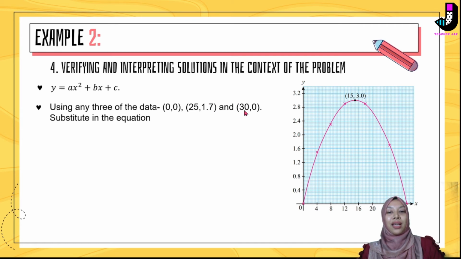The value of x equals 30, the value of y is 0. Okay, why am I using this? Because I want to get the mathematical model. It means I want to have a formula that can be used to estimate other data.